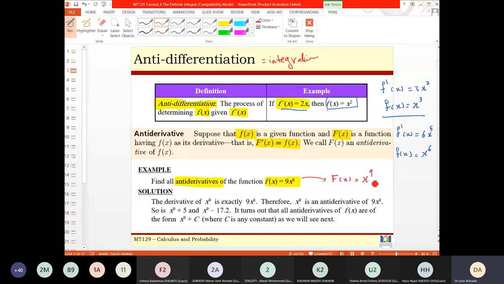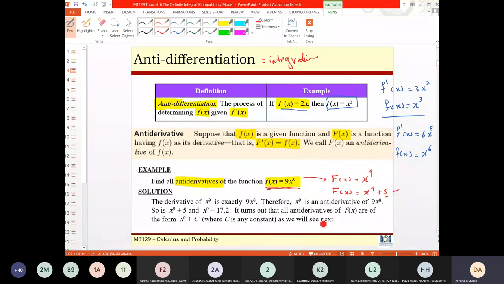It's x to the power 9. That's correct. We call it capital F of x because the derivative of capital F of x is giving me this small f of x. Now, if somebody said capital F of x is x to the power 9 plus 3, for example, with a constant 3. Again, the derivative of this function is 9x to the power 8, and the derivative of the 3 is 0. So again, this is giving me the same f of x. So he was correct.